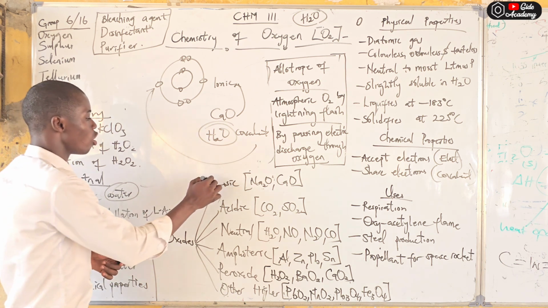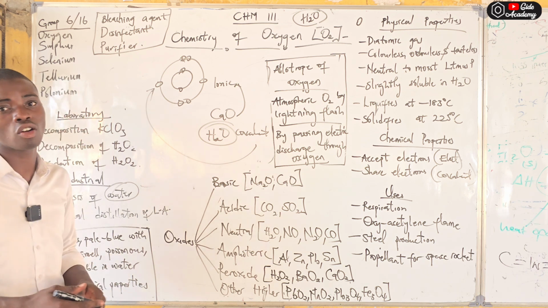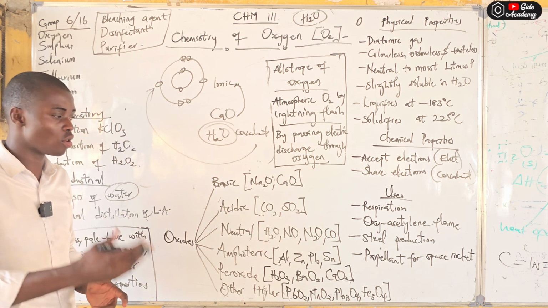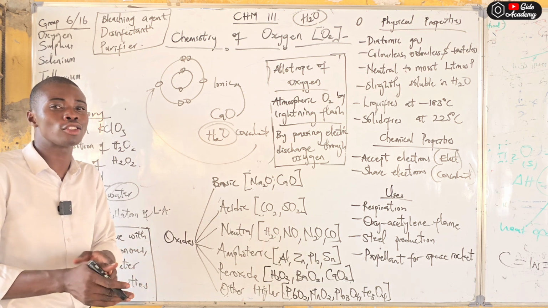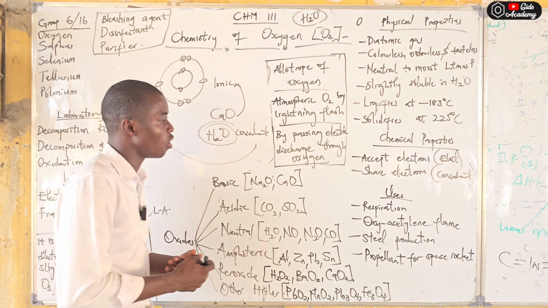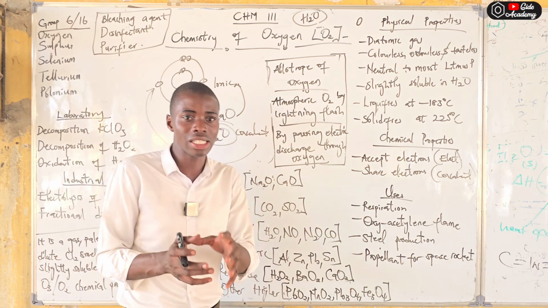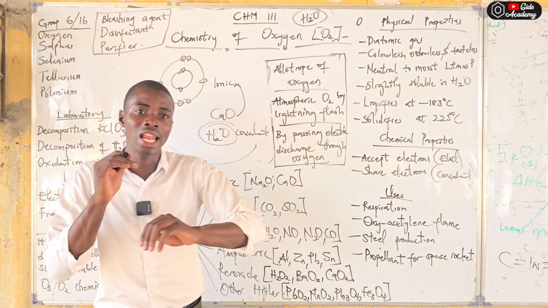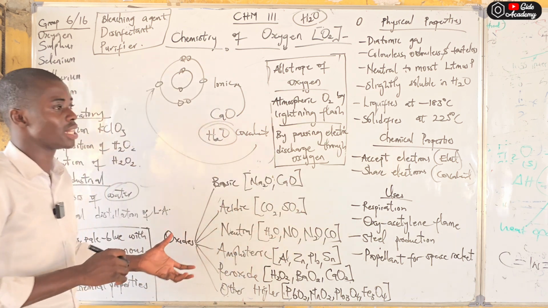There is something they call oxide. And oxide is referred to as a binary compound. These are binary forms of oxygen. It means oxygen reacting with another element, just one element. Either they are covalently bonded together or they are electrovalently bonded together. I mean, it's either they share electron or electron was transferred. So these are the two ways in which oxide can be formed.